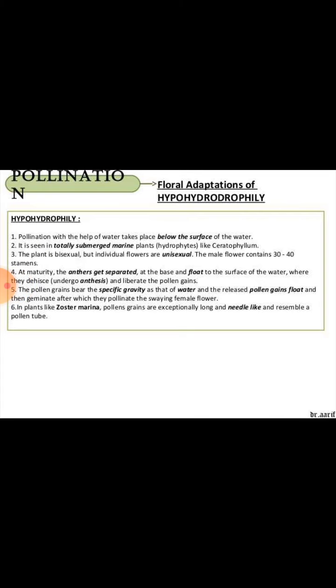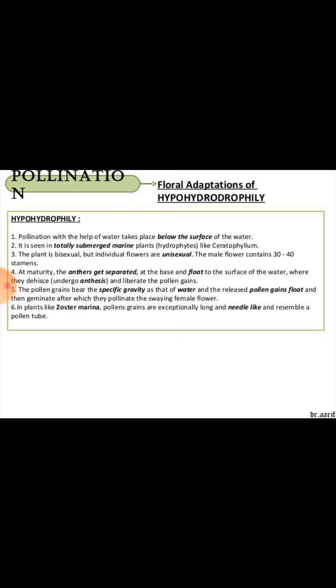Pollination with the help of water that takes place below the surface of water is called hypohydrophily. Totally submerged or marine plants, hydrophytes, are involved. Examples are Ceratophyllum and Zostera marina. Plants are bisexual, individual flowers unisexual. The male flower contains 3 to 40 stamens.